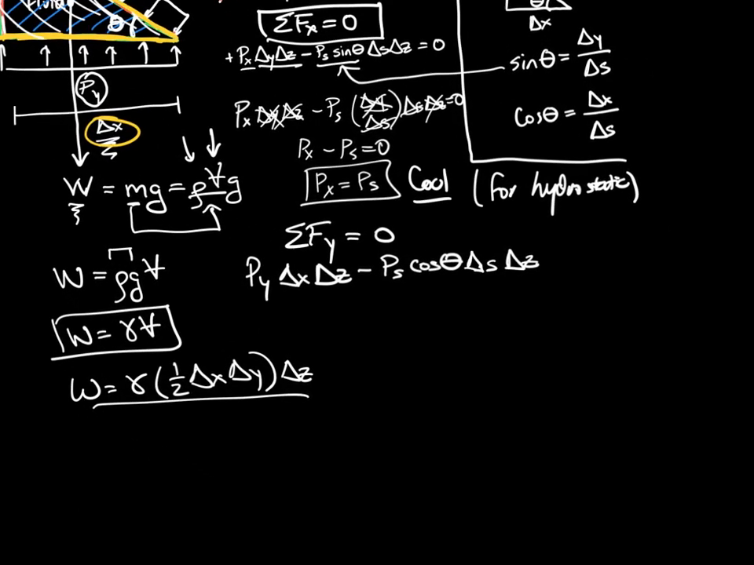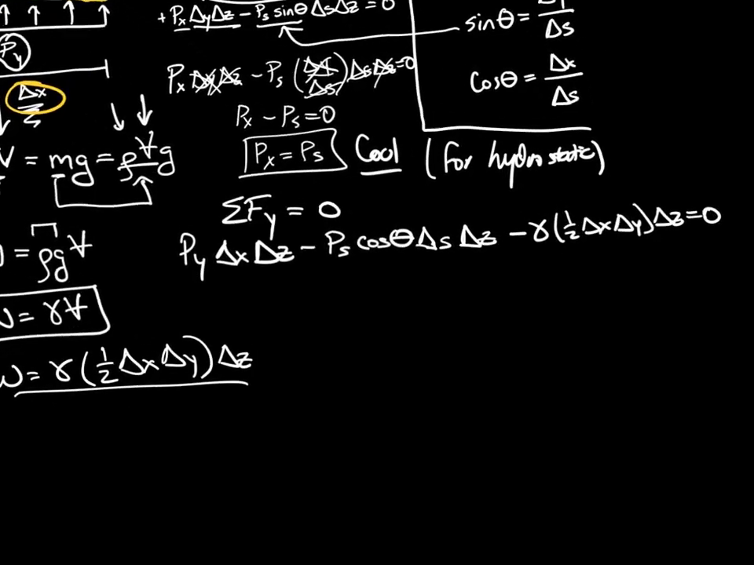So I'm going to go over here, and I'm going to subtract the weight, which is gamma times 1/2 delta x, delta y, delta z. All of those forces add up to 0 for a hydrostatic fluid.